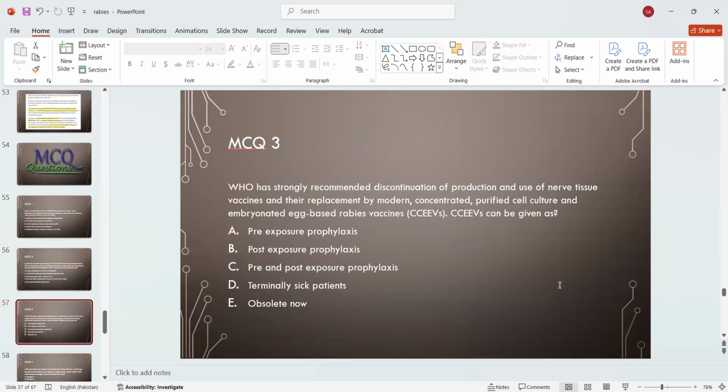Number 3. WHO has strongly recommended discontinuation of production and use of nerve tissue vaccine and its replacement by modern concentrated purified cell culture and embryonated egg-based rabies vaccine. The cell culture vaccine can be given as A. Pre-exposure prophylaxis, B. Post-exposure prophylaxis, C. Pre and post-exposure, D. Terminally sick patients, or E. Obsolete now.